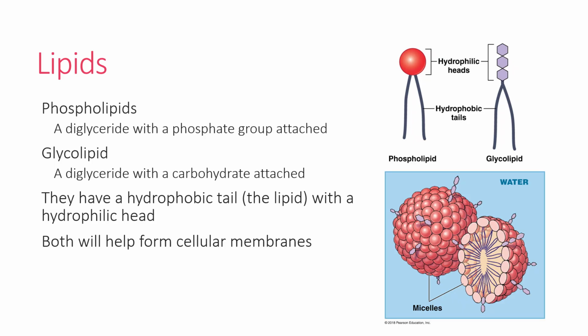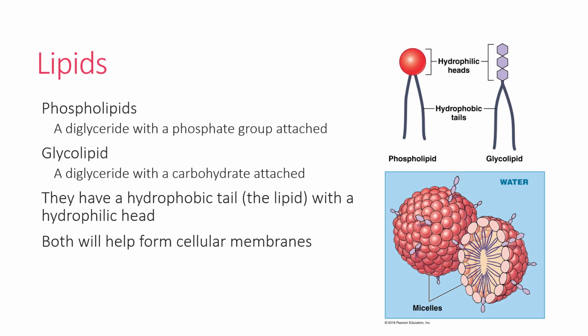Last slide here on lipids. We are going to look at our phospholipids and glycolipids. The big one we're going to talk about here is phospholipids. Phospholipids are extremely important because this is going to be the basis of our cell membranes. Again, we'll talk more about this in chapter 4, but our cell membranes are made up of a phospholipid bilayer.